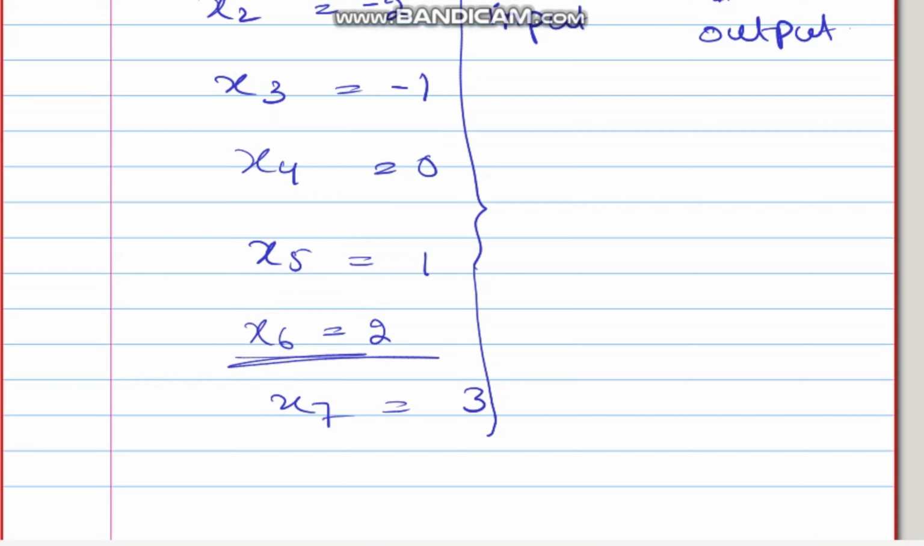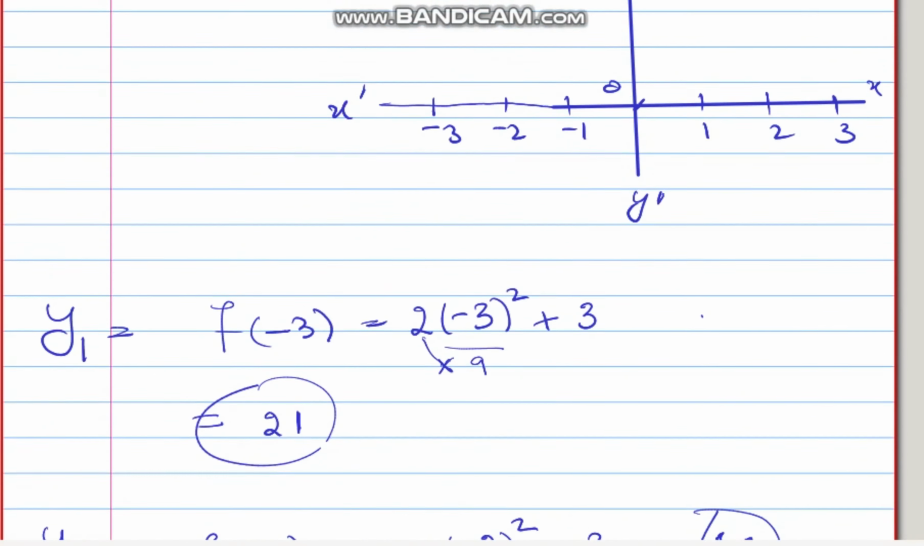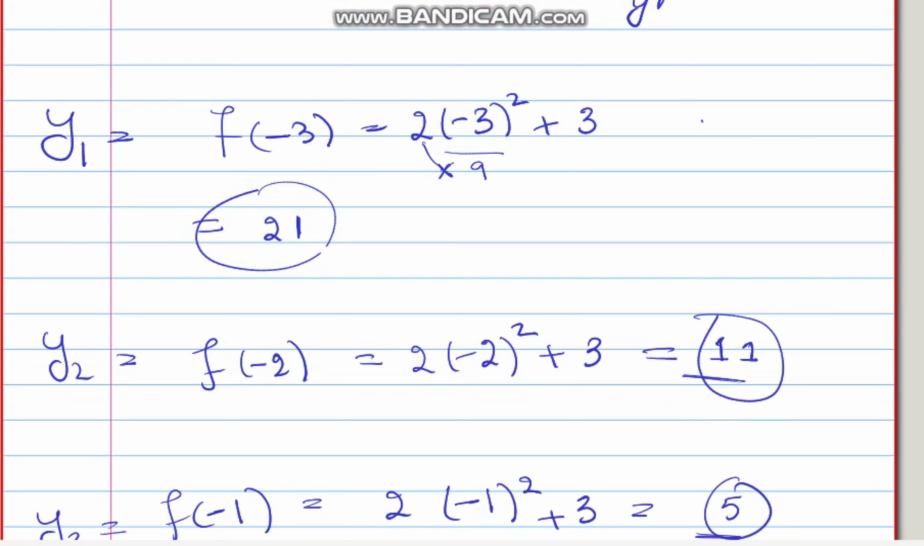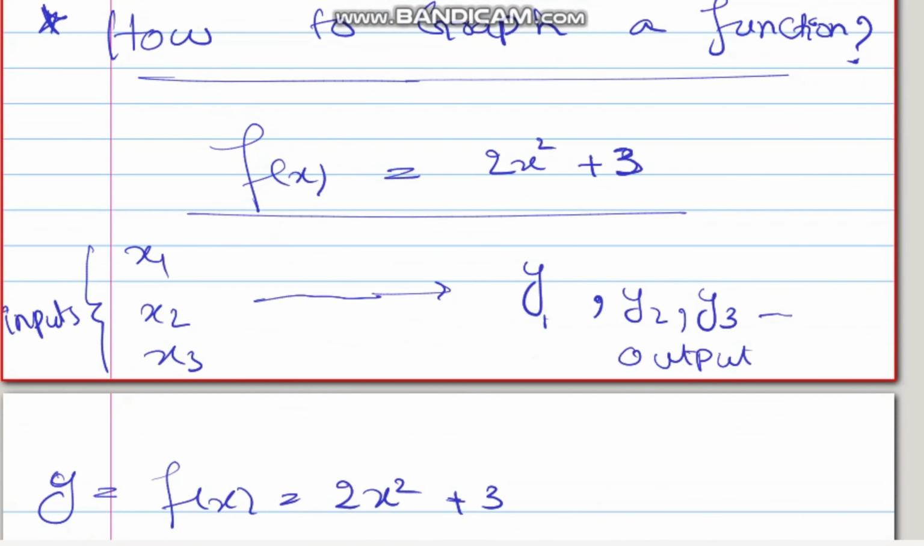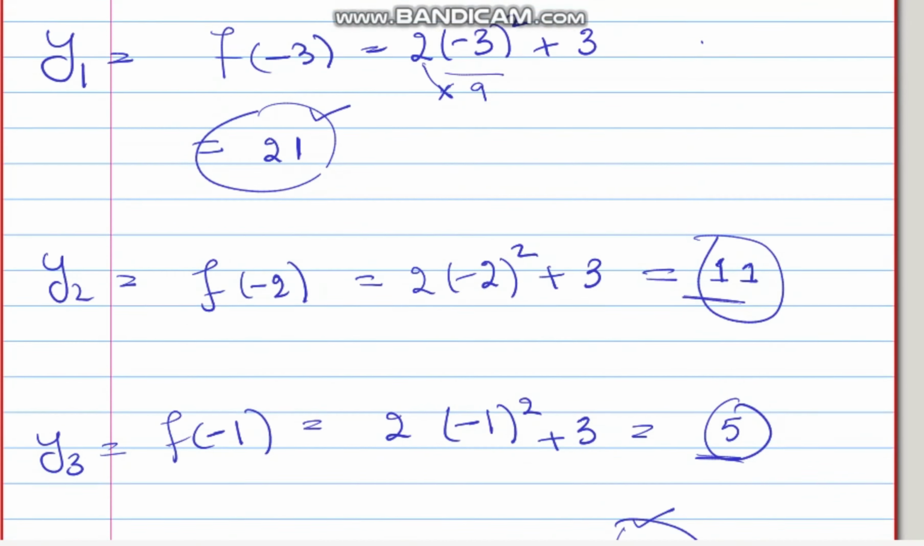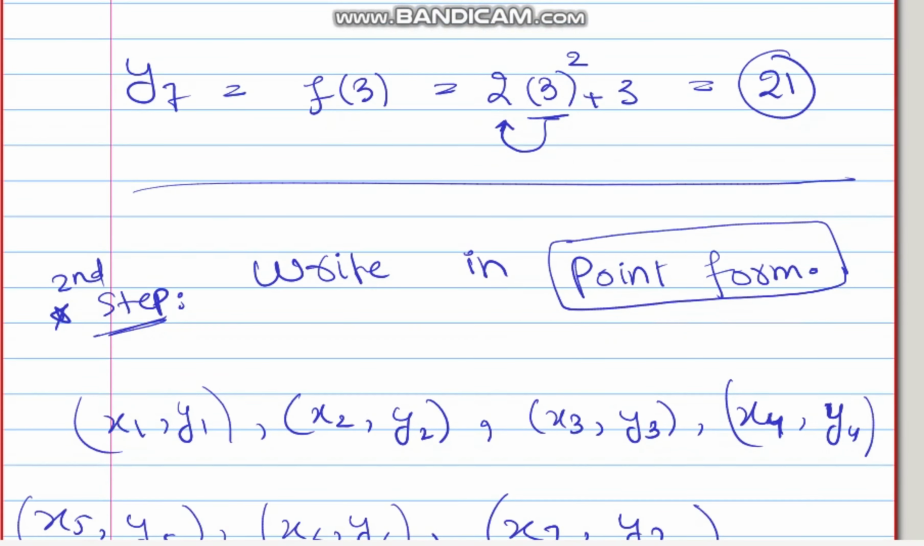Second step, the first step is to assume inputs. The second step is to calculate the outputs. Find the outputs. The output for x is equal to 1 is y1. The output for x is equal to 2 is y2. And we find all these outputs. And how did we do this? We just put the input in the function. What is the function here? The function is given to us, which is this one. Now we find all the outputs in this way.